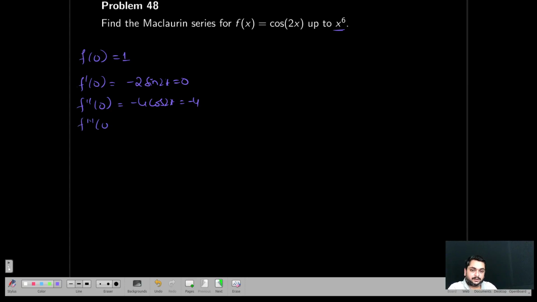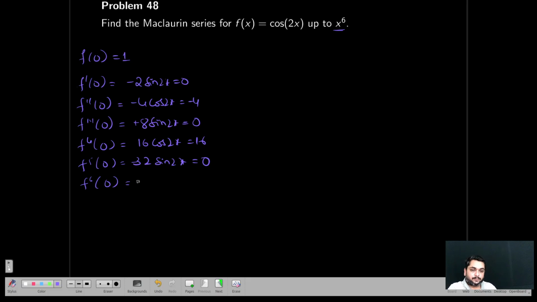The third derivative at 0 is equal to minus 8 sin 2x plus 8 sin 2x, that is equal to 0. The fourth derivative is equal to 16 cos 2x, that is equal to 16. The fifth derivative is equal to 32 sin 2x, this is 0. The sixth derivative at 0 is minus 64 cos 2x, which is equal to minus 64.